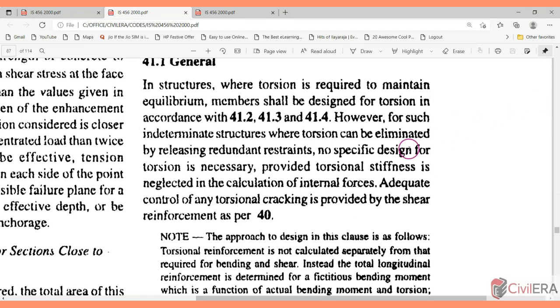Now, what people generally miss to notice is that when you come here, there is a very important interpretation problem. However, for such indeterminate structure where torsion can be eliminated by releasing redundant restraints, no specific design for torsion is necessary, provided torsional stiffness is neglected in the calculation of internal forces. So this is what you need to interpret very properly. What it means is that the code is saying that if you are neglecting the torsional stiffness, which means release the torsional stiffness, then you don't have to design for torsion.